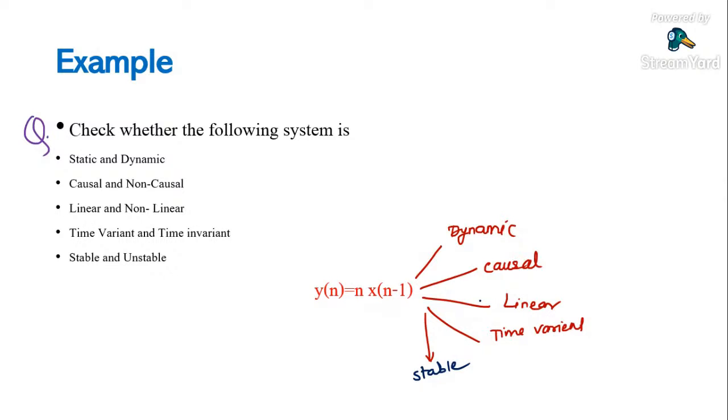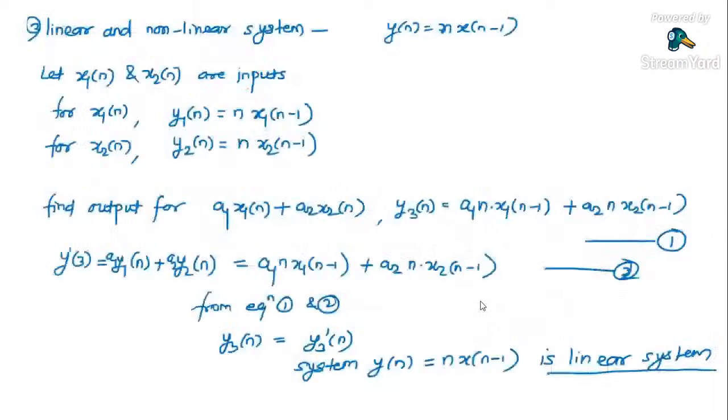So this is nothing but how we can check whether the system is stable, unstable, time variant, invariant, linear, non-linear, causal, non-causal, static, dynamic, etc. I will solve some other problem on it. We'll take some other example.